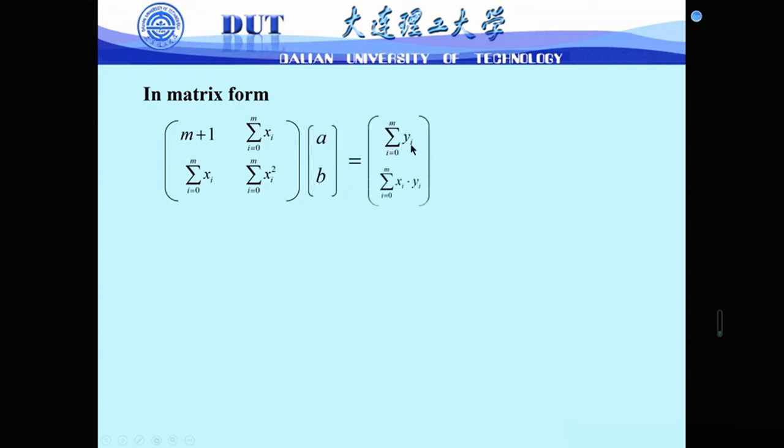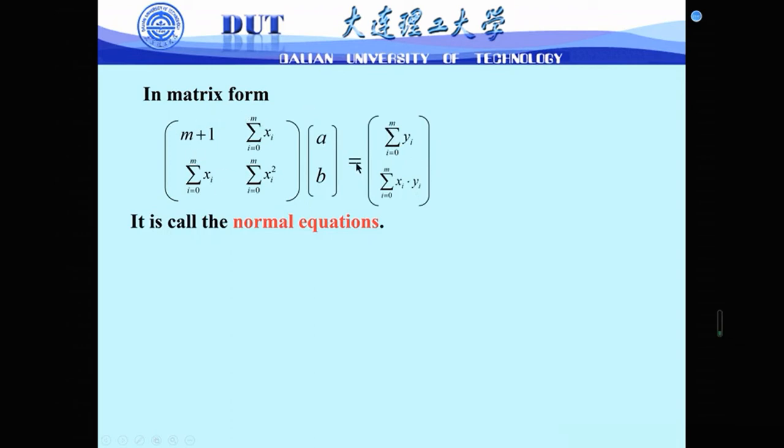So here, in the matrix form, there are four elements. The first one is the summation of 1, i from 0 to m, so it is just m plus 1. And this is the summation of x_i. They are the same. The x_i summation, the x_i squared summation, right? Multiplied by a and b, then equal to the summation of y_i. This is the summation of x_i multiplied by y_i. Then we can solve it.